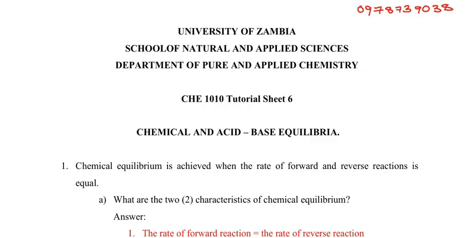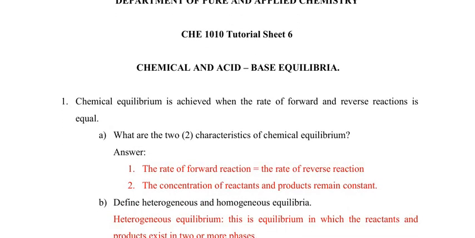So this is your tutorial sheet 6. The first one, I'll just run through everything. They're saying chemical equilibrium is achieved when the rate of the forward reaction and the reverse reaction are equal. What are the two characteristics of chemical equilibrium? You see your answers here: the rate of the forward reaction and the rate of the reverse reaction are equal. Then the concentrations of the reactants and the products remain constant.